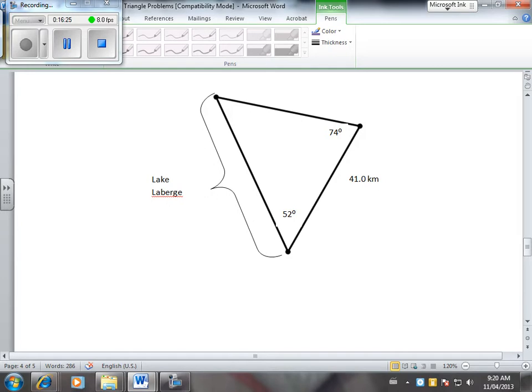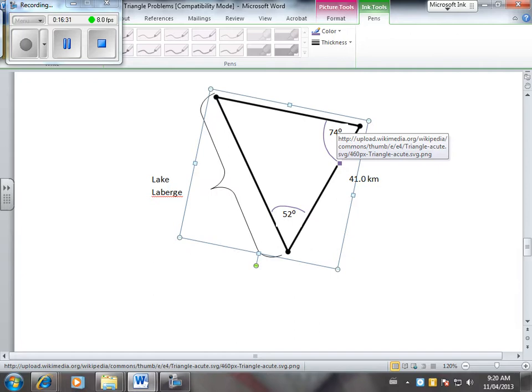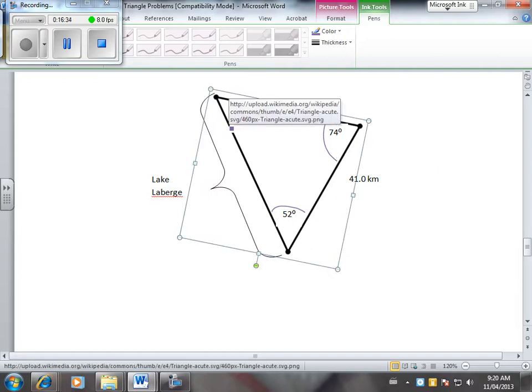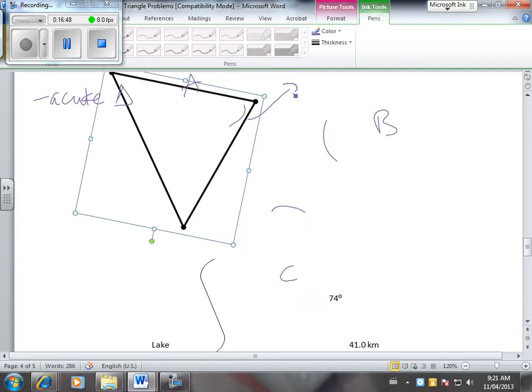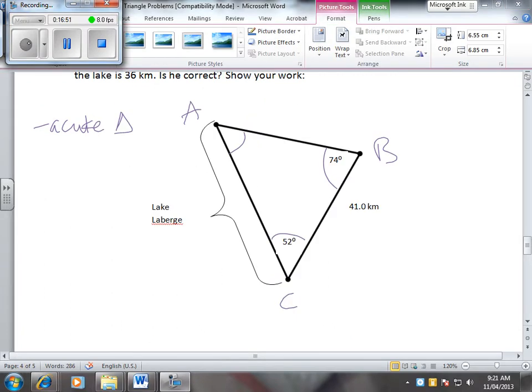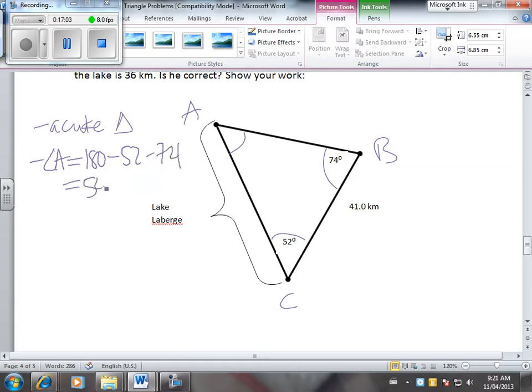Okay, so these degrees were provided, using that, this angle here. And let's label A, B, C, and identify this triangle. This is an acute triangle. And so angle A, we'll just use our sum rule. Angle A equals 180 minus 52 minus 74. Angle A equals 54 degrees. So we'll put that 54 degrees.